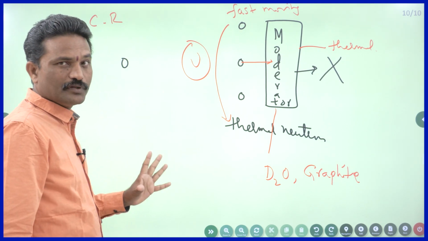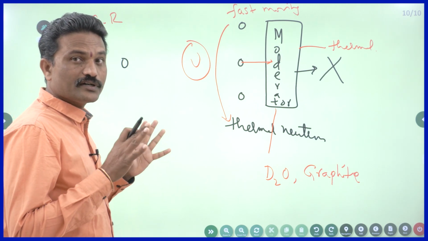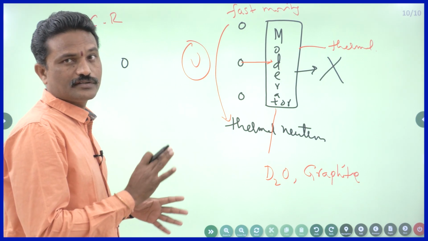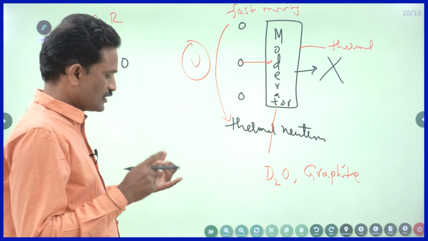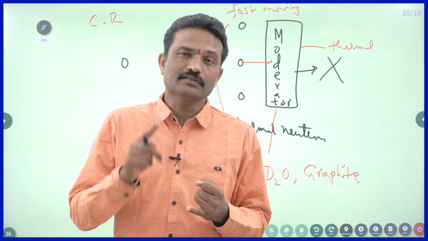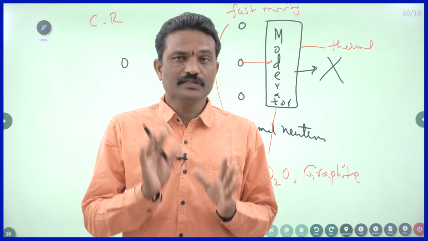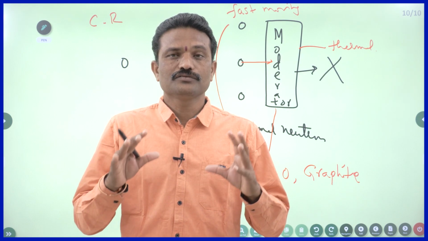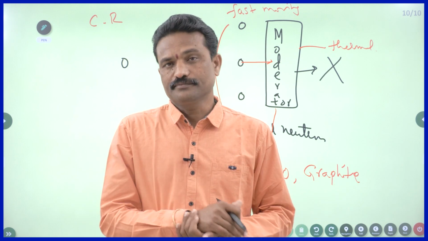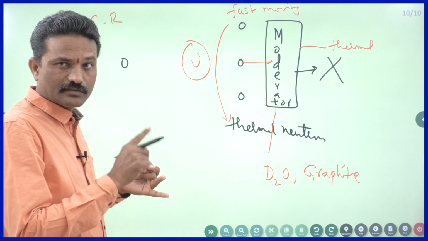To make the required number of thermal neutrons available, then only this reaction will sustain, will continue. So there are two things. In a nuclear reactor, you can stop the reaction, you can start the reaction, and you should see that the reaction should not go beyond our control. It should not become a nuclear bomb. So for that purpose, you require controlling rods and moderators.